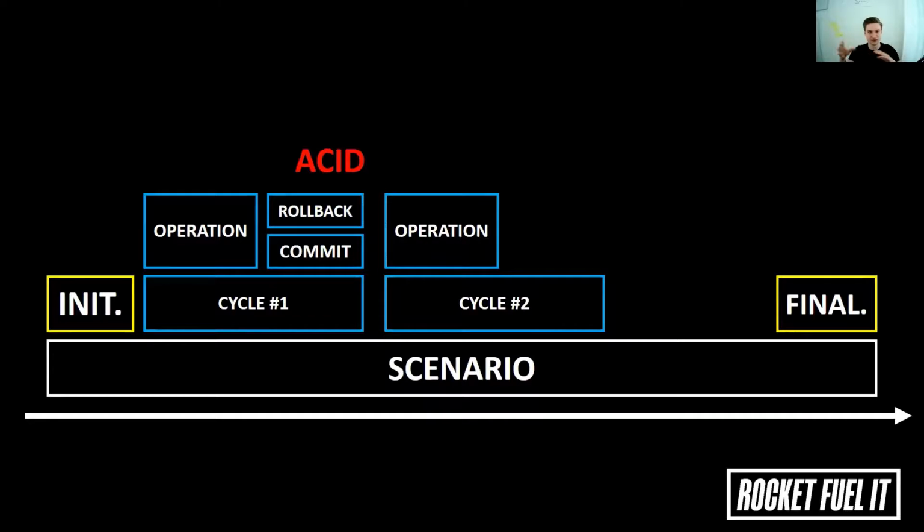You do some operations, read some stuff, do something with the information in the workflow, basically, and then you write it somewhere. And then you again roll back or commit the changes, and then you can basically have as many cycles in there as you want.